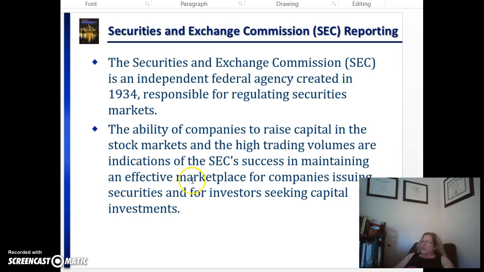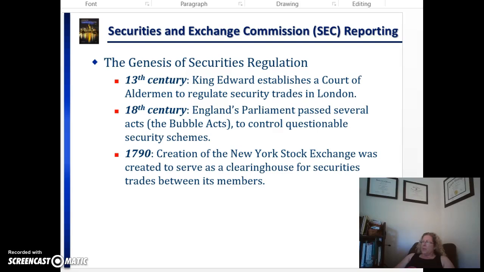The Securities and Exchange Commission, the SEC, is an independent federal agency. It was created in 1934, and it's responsible for regulating the securities markets. The ability of a company to raise capital in the stock markets and the high trading volumes are indications of the SEC's success in maintaining an effective marketplace for companies issuing securities and for investors seeking capital investments.